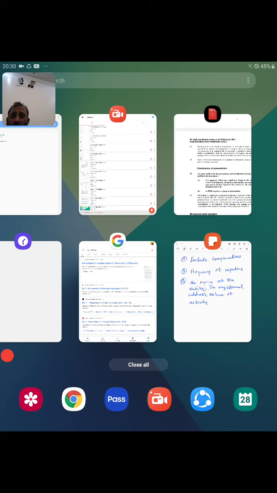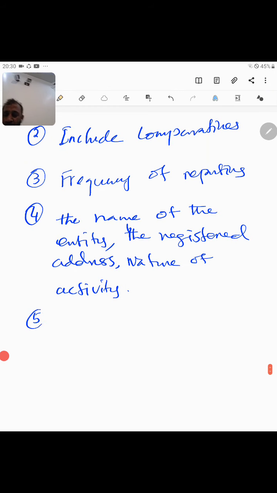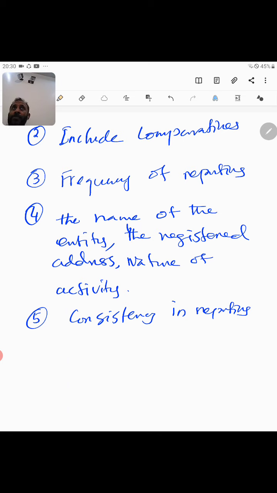And we have to also make sure of another factor, the consistency in reporting. All that you followed in the previous year, you have to consider in terms of accounting concepts, policies, and calculations. All that has to be consistent.